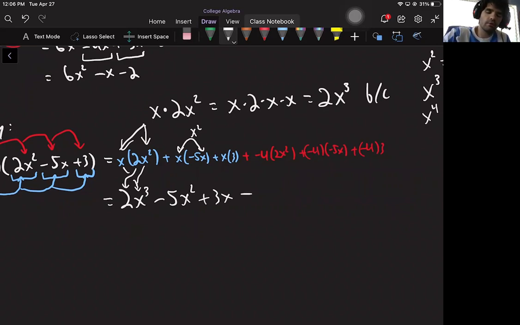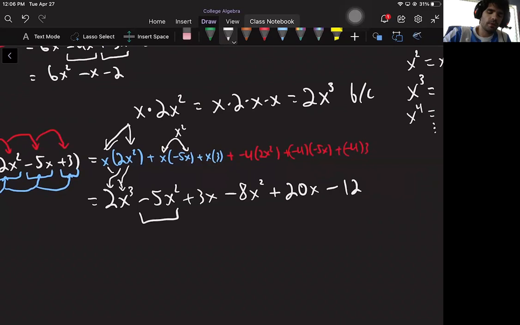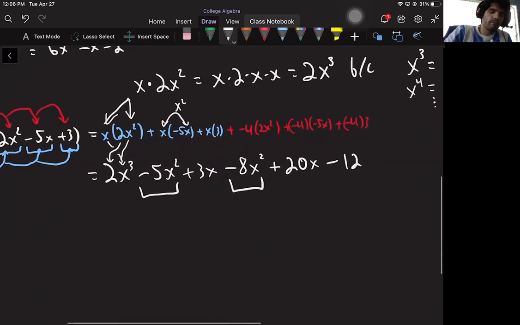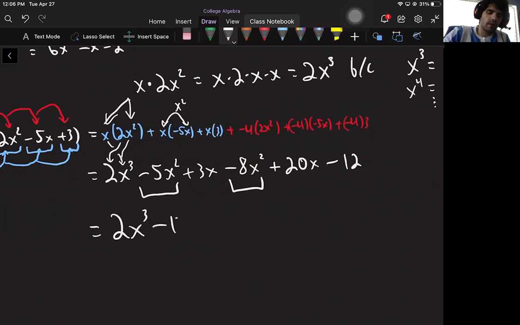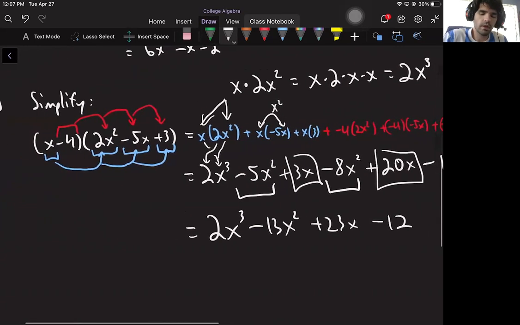Now over here, negative 4 times 2 is negative 8, and we only have x squared, so no other x's to multiply. And then negative 4 times negative 5 is 20, and there's no other x's to multiply. And then negative 4 times 3 is negative 12. And now we just have to identify those things that have the same powers and stick them together. So there's only 2x cubed, but there's negative 13x squared. So if I put the negative 5 and negative 8 together, there's negative 13 x's, and then there's only negative 12, another number. So that's it. Okay.